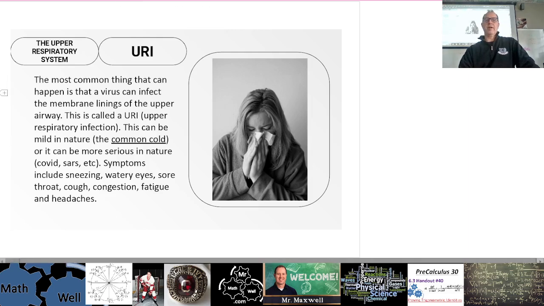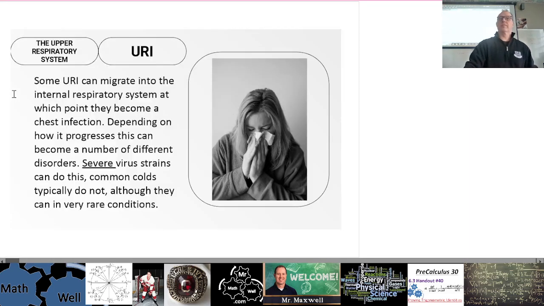And of course, there are varying degrees of those kinds of infections that cause more problems. Some URIs can migrate into the internal respiratory system, at which point they become a chest infection. Depending on how it progresses, this can become a number of different disorders. Severe virus strains can do this. Common colds typically do not, although they can in very rare conditions.